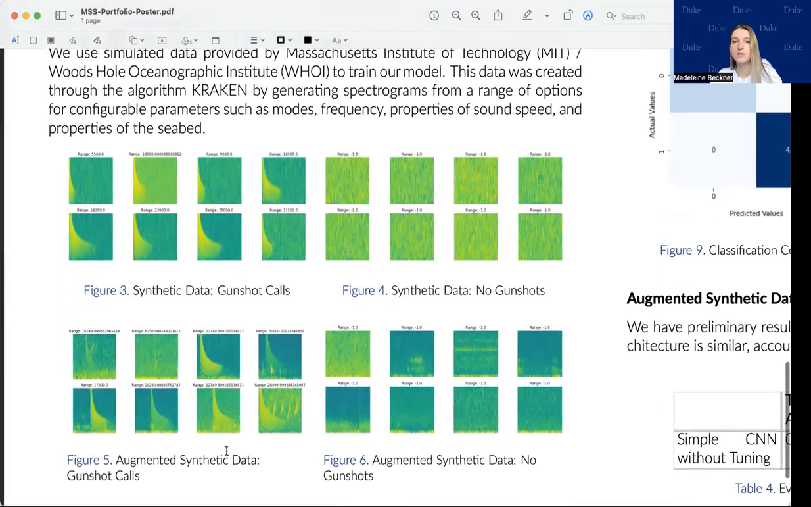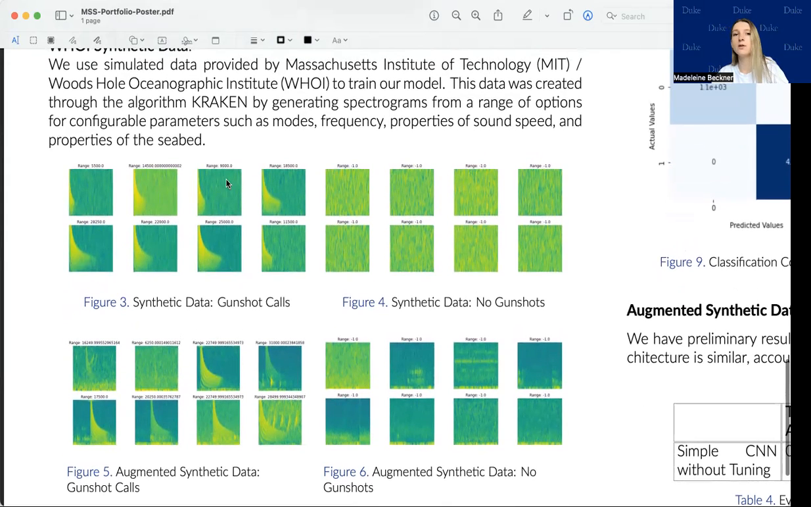And they tried to make it so that they were the conditions that would be present in the Bering Sea. So here we have 2 rounds of synthetic data. The first row is the first round that was created. And as you can see, it's very simplistic. The gunshot calls are very different from the no gunshot calls. So you would expect an algorithm to be able to classify the difference between these two extremely easily.